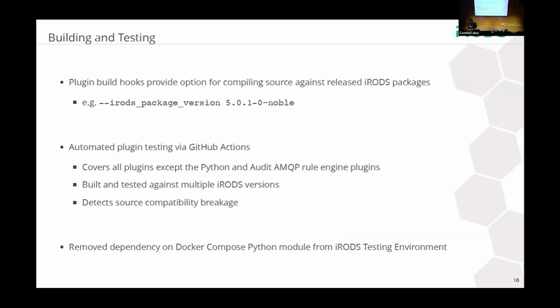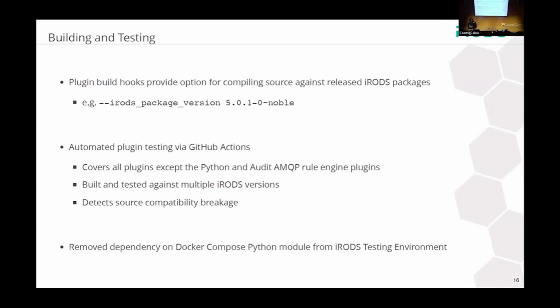All right, so moving on. Now we're going to talk a little bit about build and testing. All of our plugins have been updated to support a new option for the build hooks. That is, you can now specify the version of the server which you would like to compile the plugin against. This is very convenient because it means you no longer have to have the packages available on your machine. This is most useful for people who are familiar with the development environment and use it to build iRODS packages. We're already making use of this now for releases for 4.3 as well.